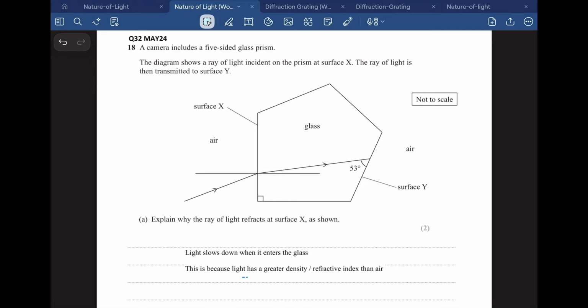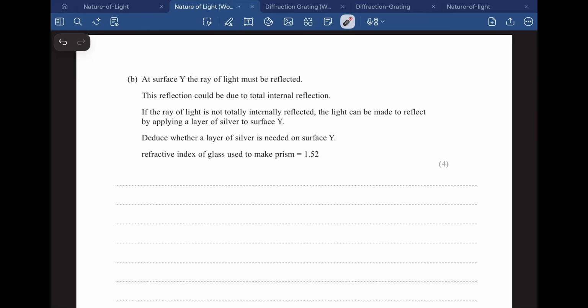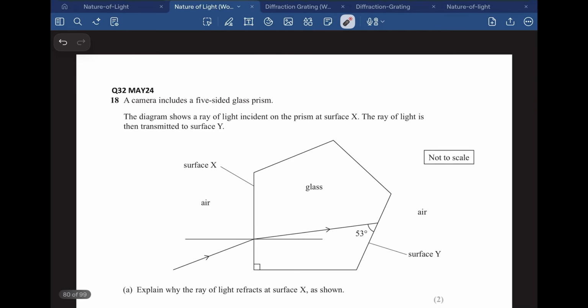You can either mention greater density or you can mention refractive index. Either of them will give you 2 marks, but make sure you write that the speed of the light decreases, or the light slows down when it enters the glass. Now the next part, it says at surface Y the ray of light must be reflected. So in this surface Y it must be reflected.